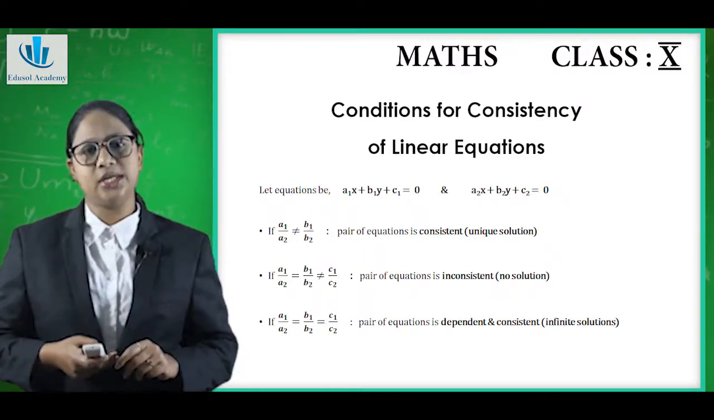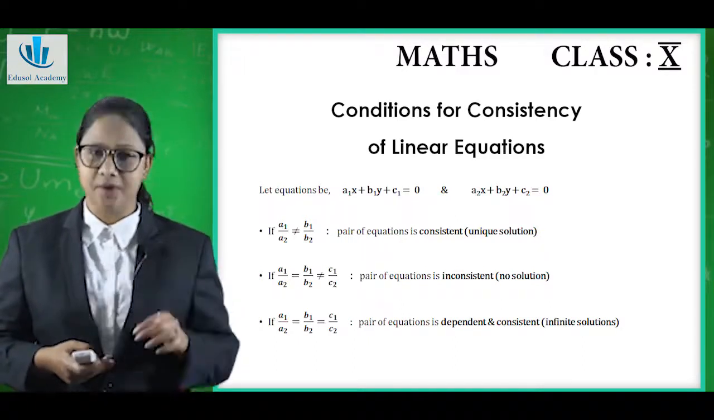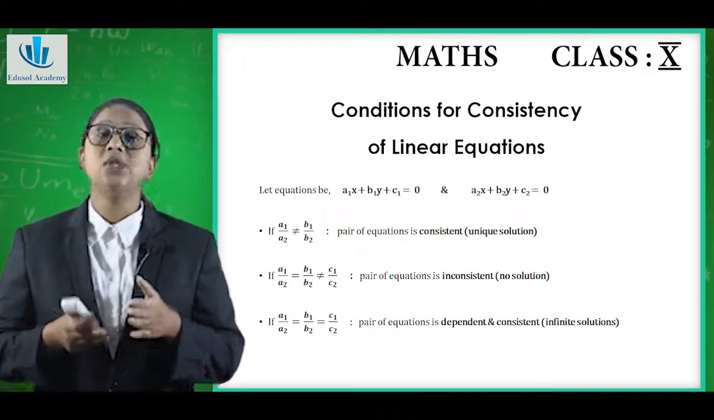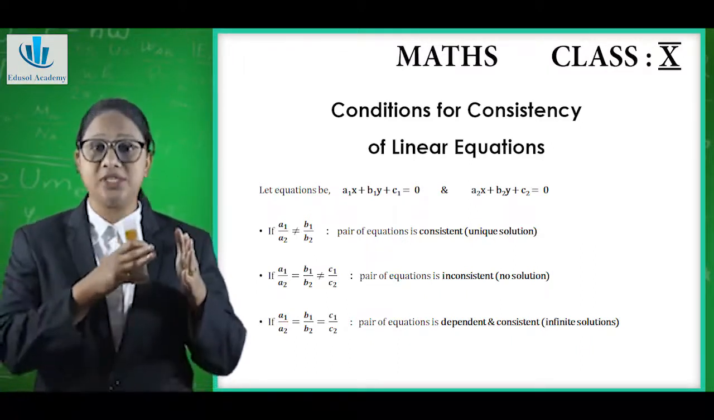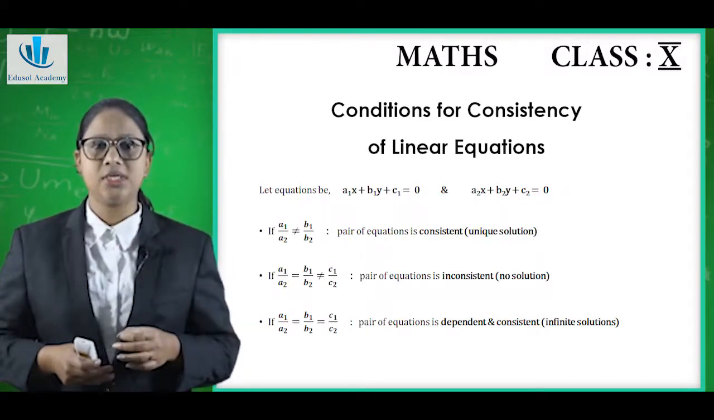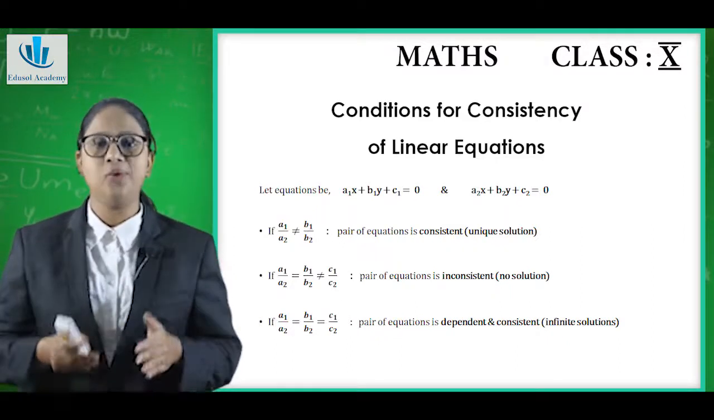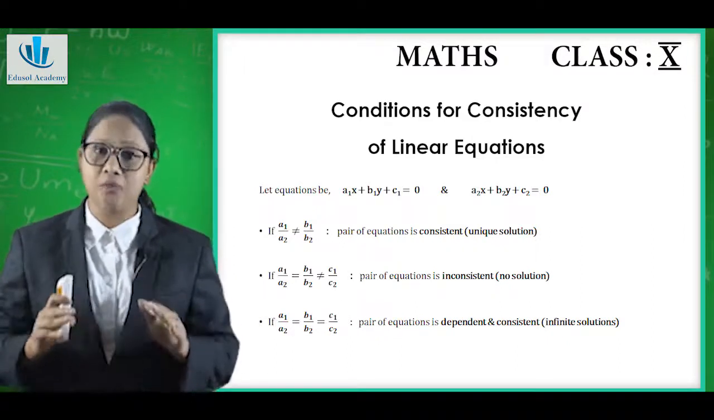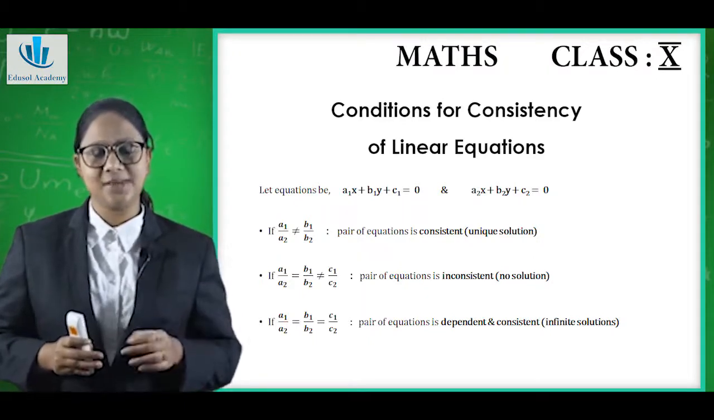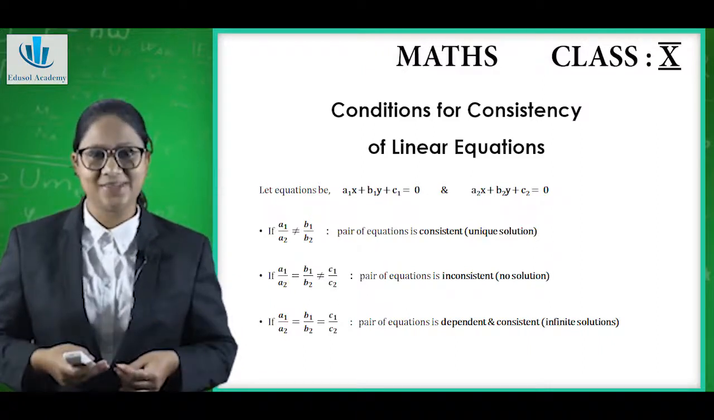Now the first condition is, if a1 by a2 is not equal to b1 by b2, that means the ratio of the coefficients of x is not equal to the ratio of coefficients of y, we can say that in that system of linear equation there is only one solution. As in, x can take one value, y can take one value, only one unique solution to be exact. Such a system can be termed as a consistent system of linear equations.